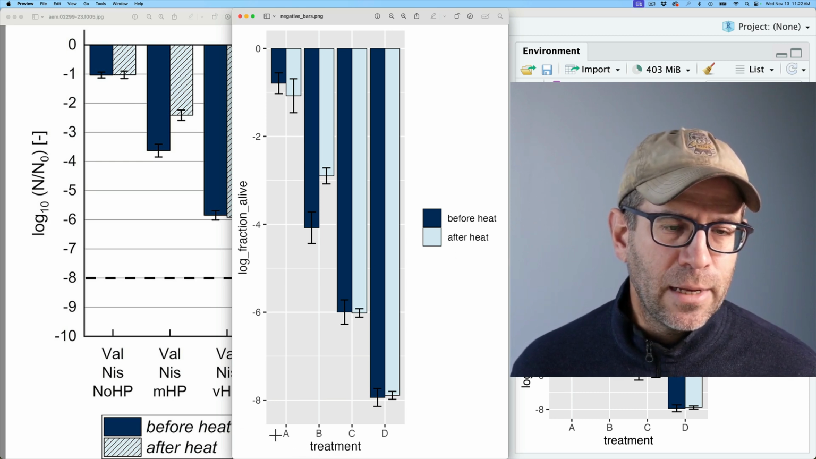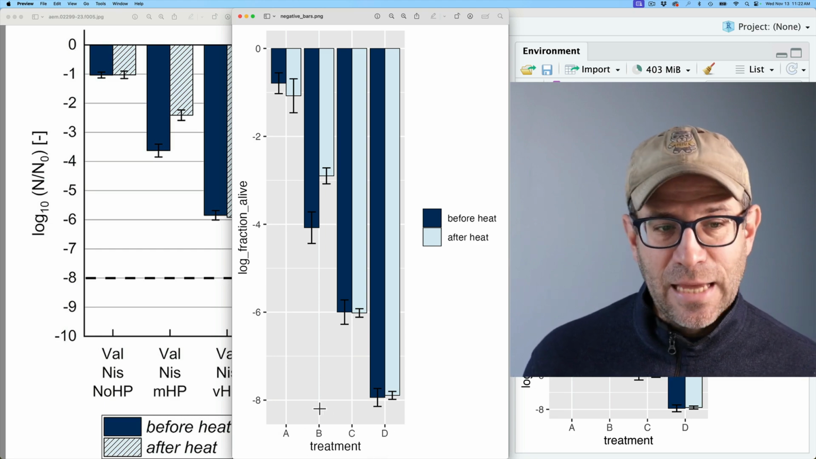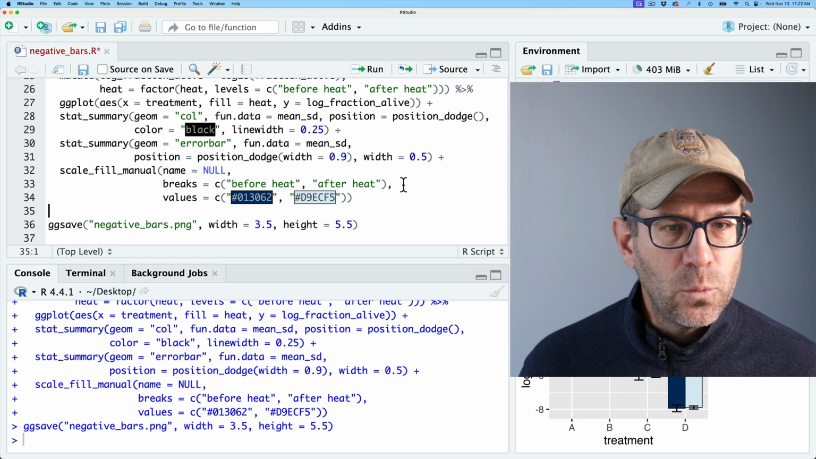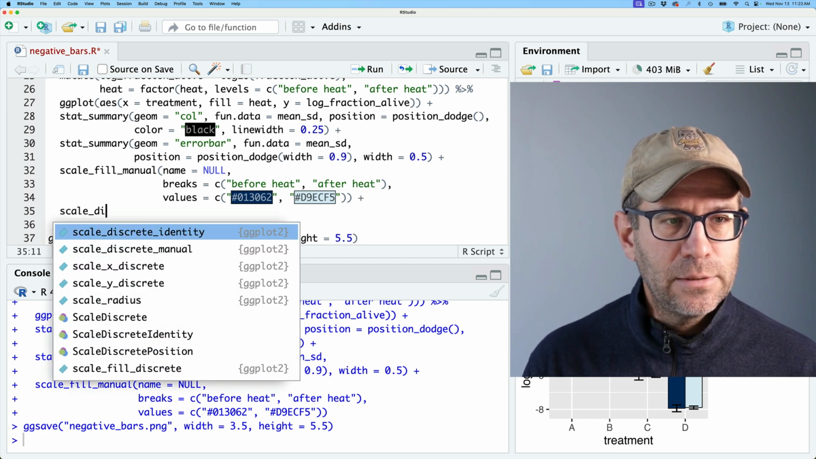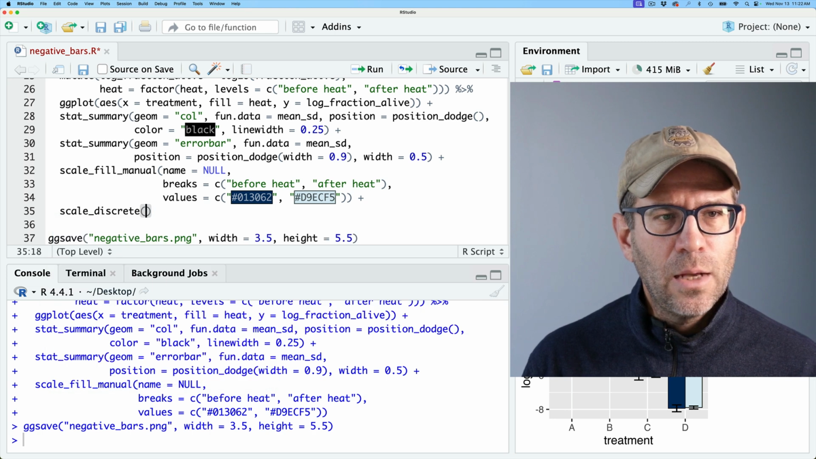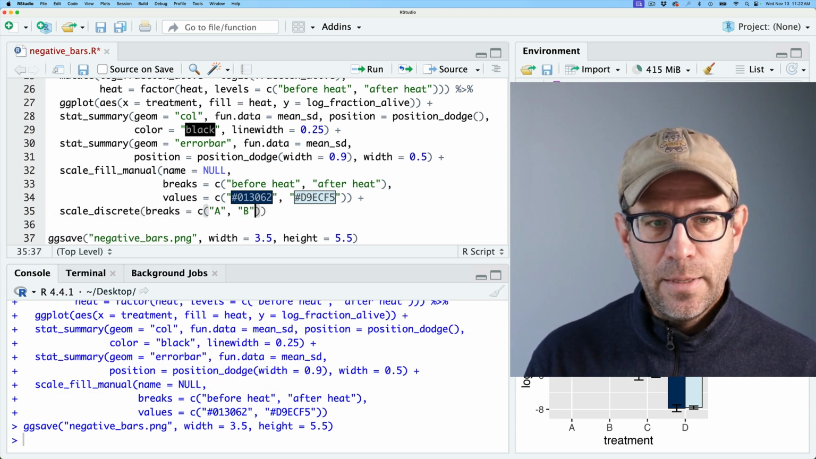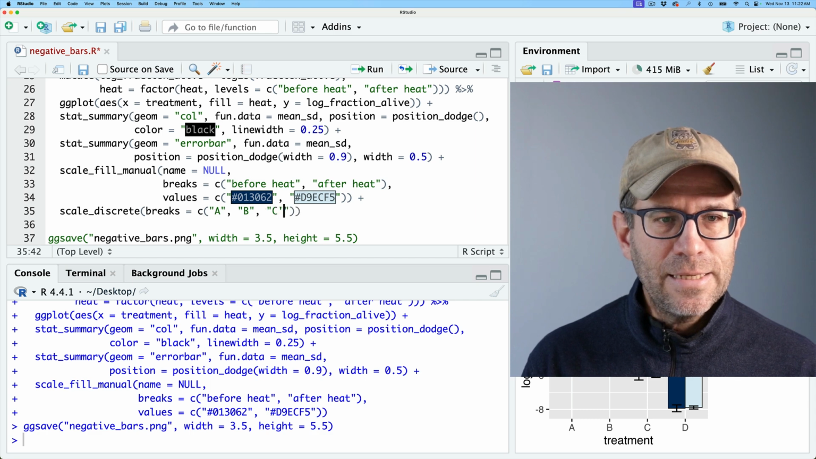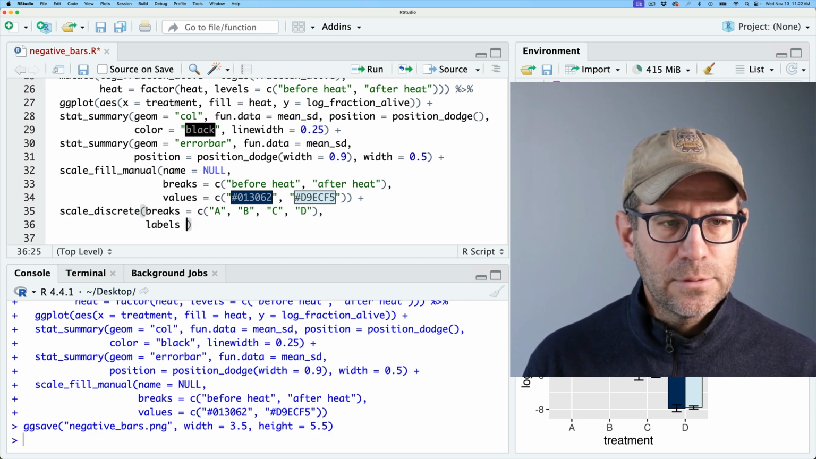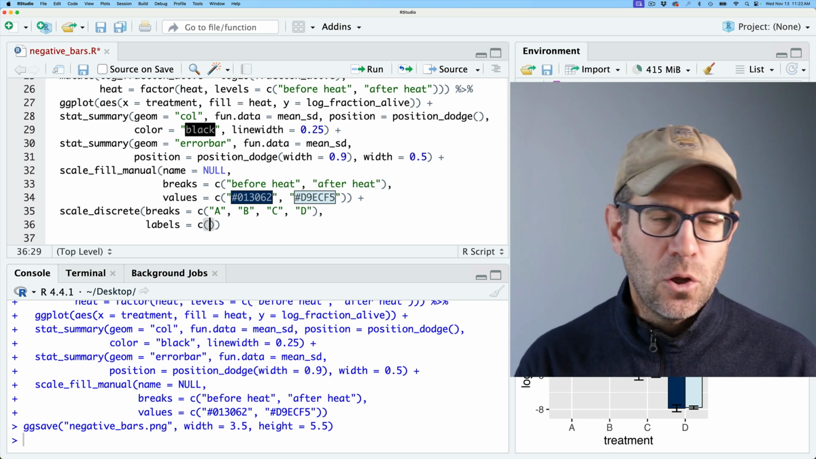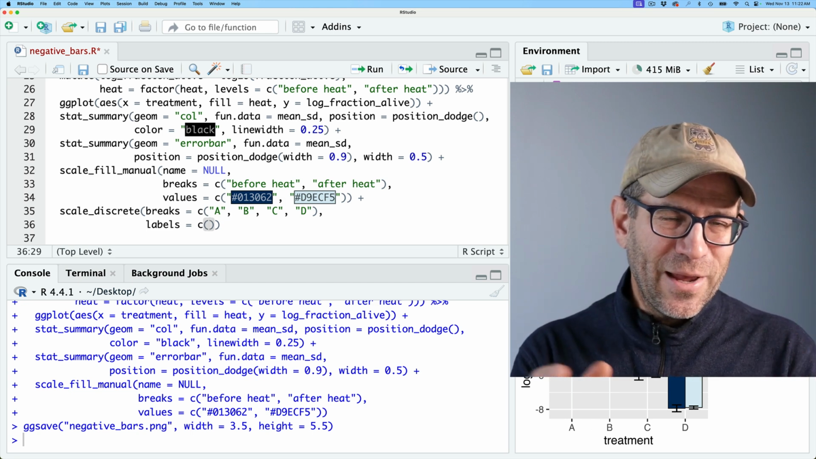I'm going to hold on for that for a minute and change the x-axis labels. We can do that with another scale. We'll do scale discrete, and we'll do breaks of A, B, C, and D. And then our labels will be those long labels. So hold tight for a minute. I'm going to go write those in real quick, and I'll be right back.